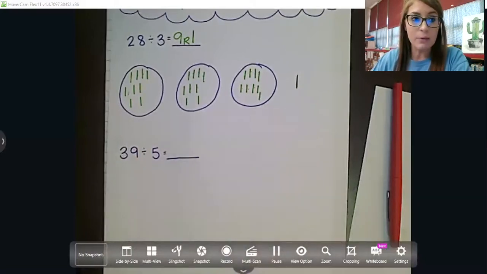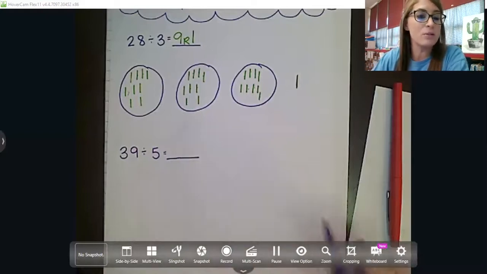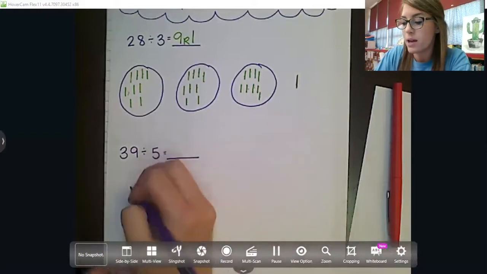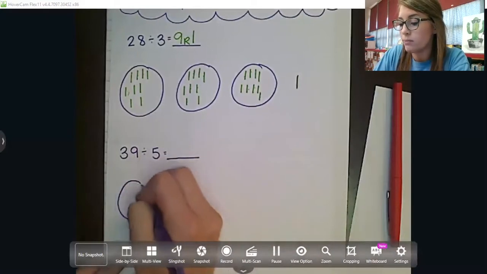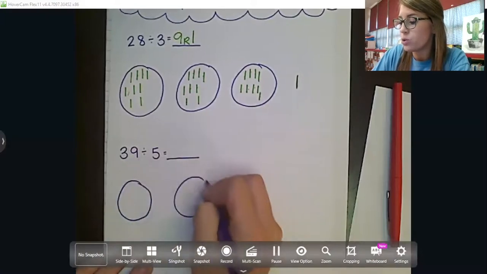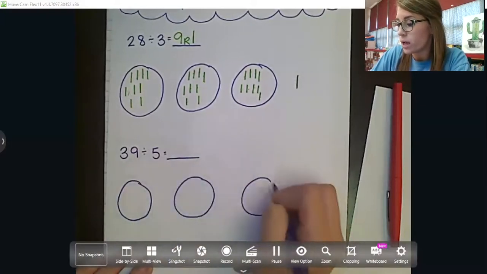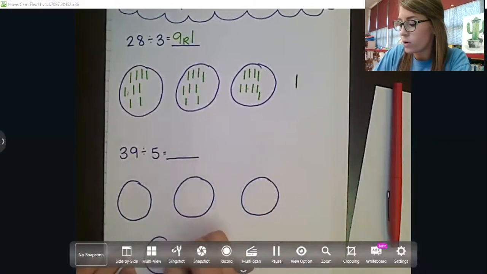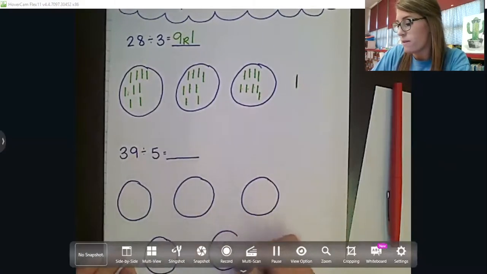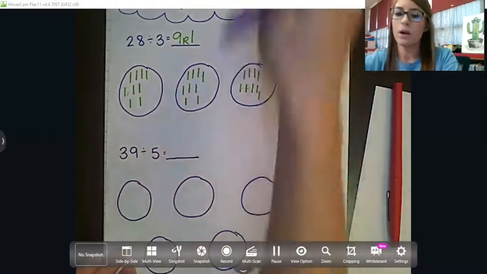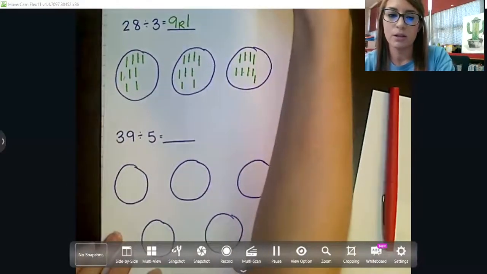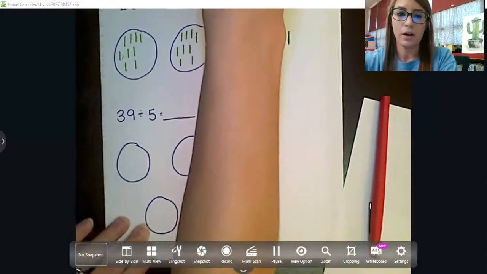If you don't have a piece of paper in front of you, please make sure you go get one really fast while I'm drawing my circles so that you can come back and draw yours. All right, so 1, 2, 3, 4, and 5. Okay, move that up just a little bit.